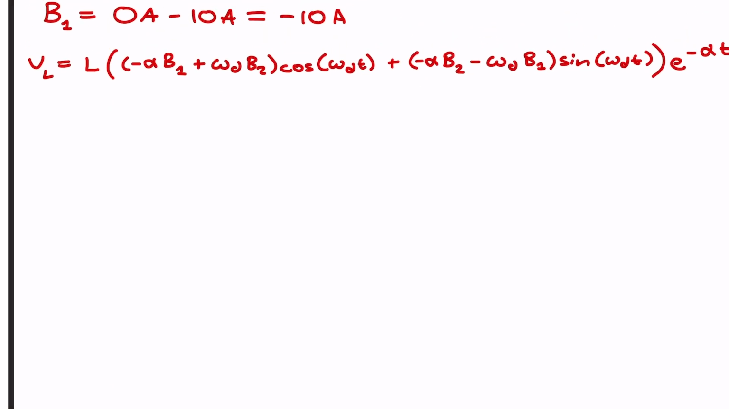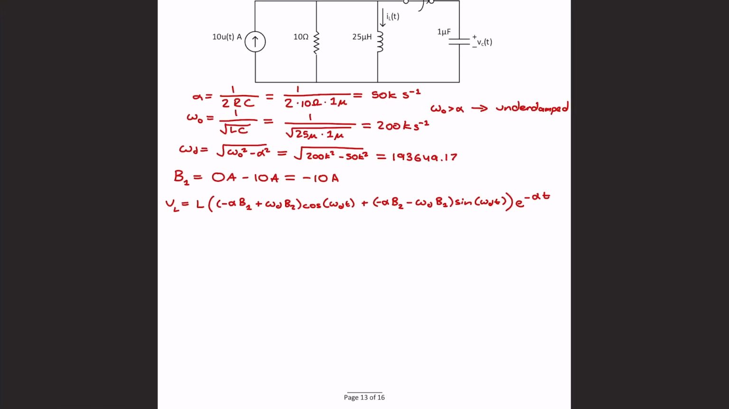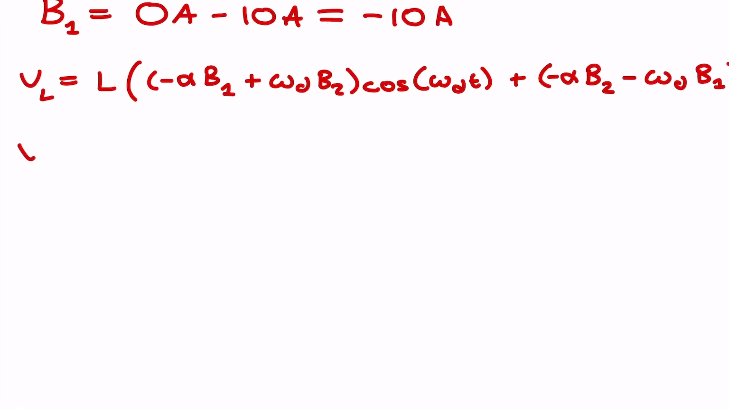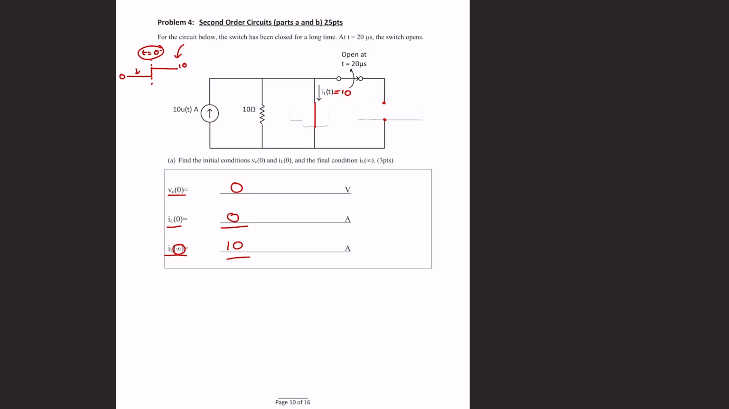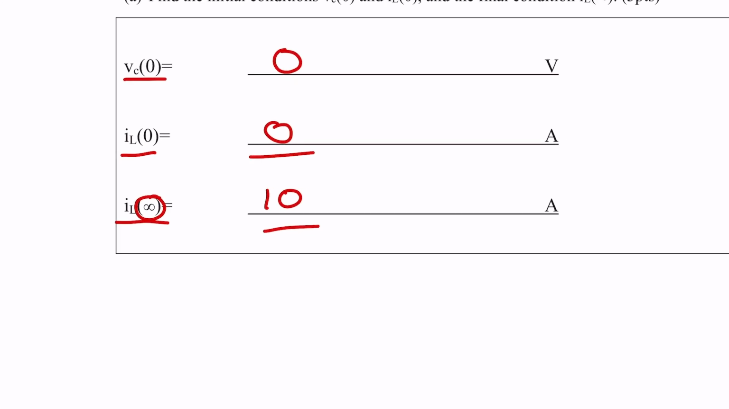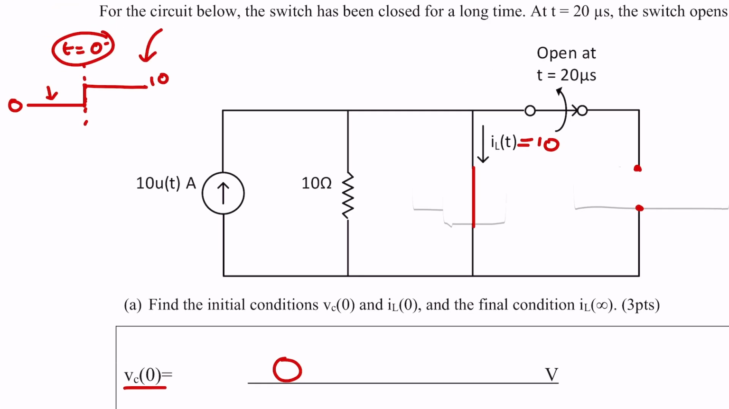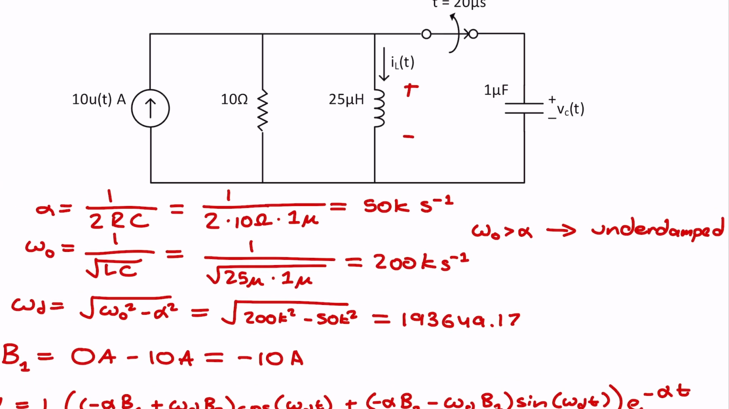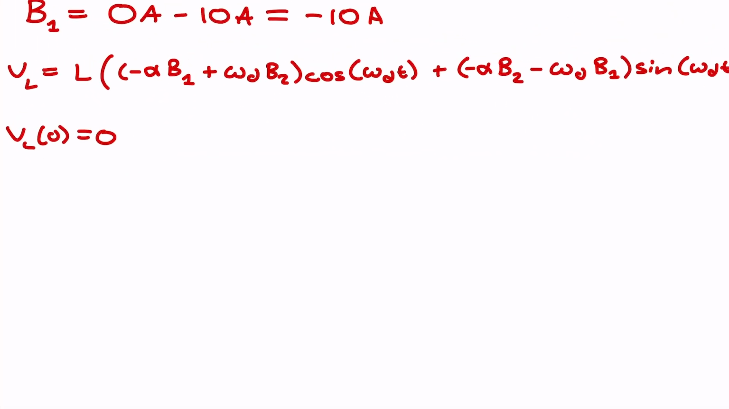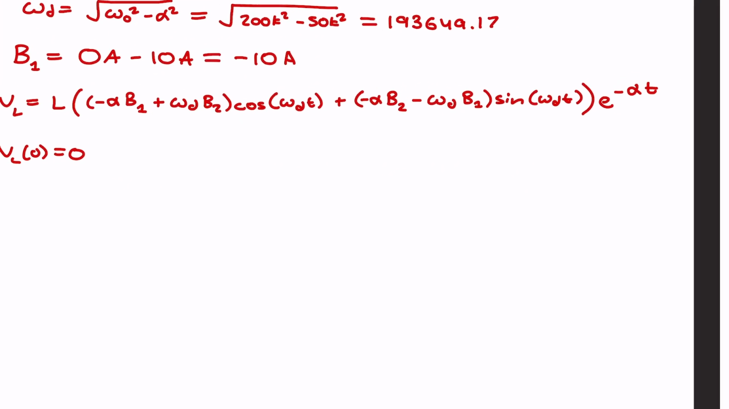So here's what we're going to do, actually. First of all, we only need to find it at a certain point, right? We only need VL at 0. So what is VL at 0? Well, that's just 0. And how do we know that? From the first part, right? VC and VL are going to be the same thing since they're in parallel, right? So this voltage is going to be the same as this voltage. So we already found that that's 0, which means that now we can use that to find B2.